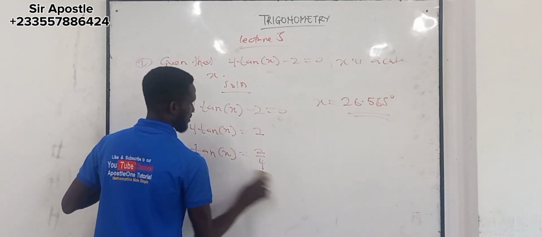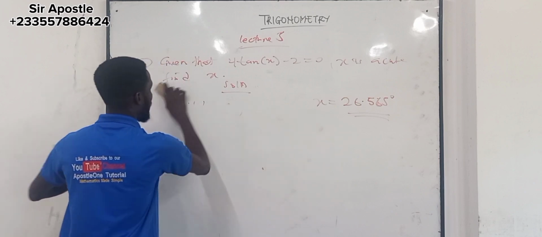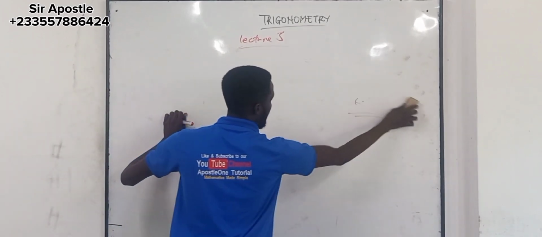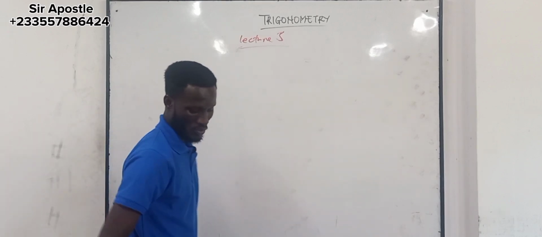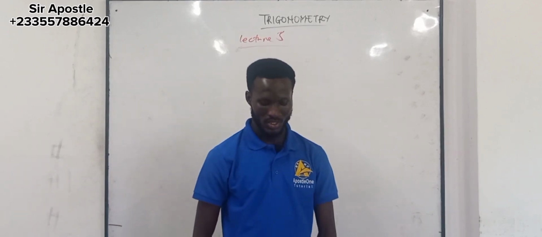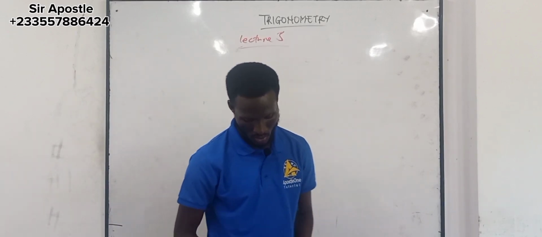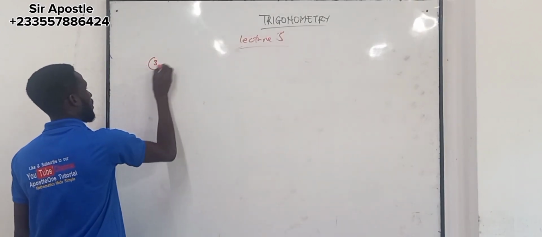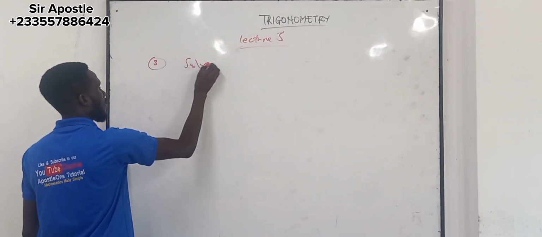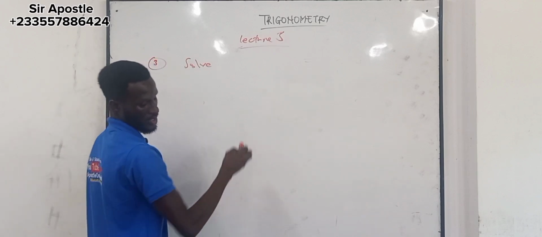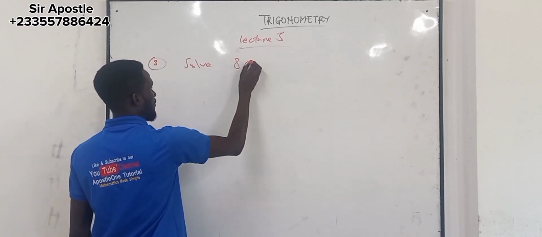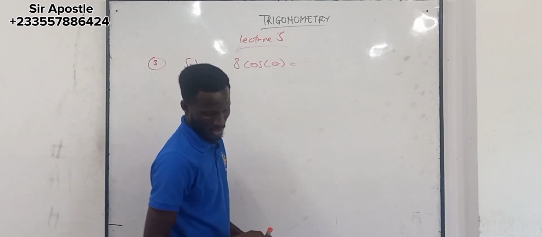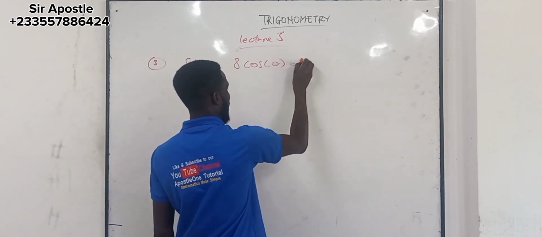The third question. Now, with the third question, we have something like: solve 8 cos theta equal to 4 sin theta.